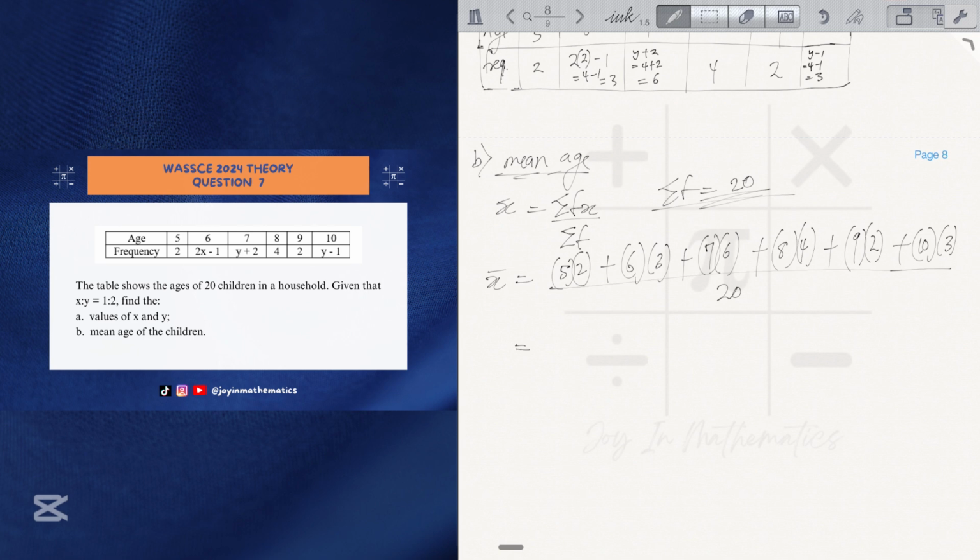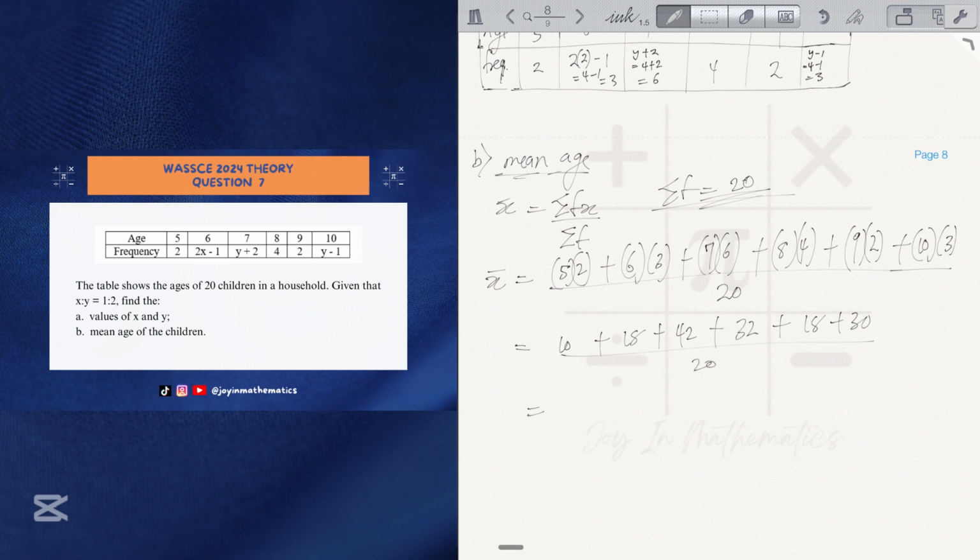So simplifying the numerator, we'll have 10. 6 by 3 is 18. 7 by 6 is 42. 8 by 4 is 32. 9 by 2 is 18. 10 by 3 is 30, all divided by 20.